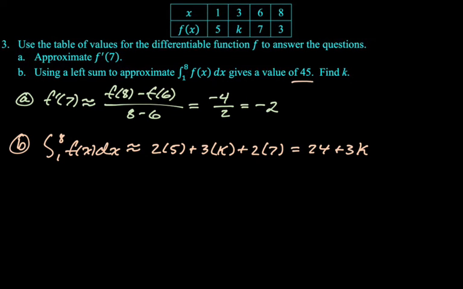We also know in the problem that that should be equal to 45. So I'm just going to set 24 plus 3k equal to 45. And then I will subtract 24 from both sides to get 3k is 21, and then divide by 3 and get that k is 7. That's kind of a nice problem. I like it. You have to do a left sum, and then you also have to solve something, kind of combining a couple ideas.